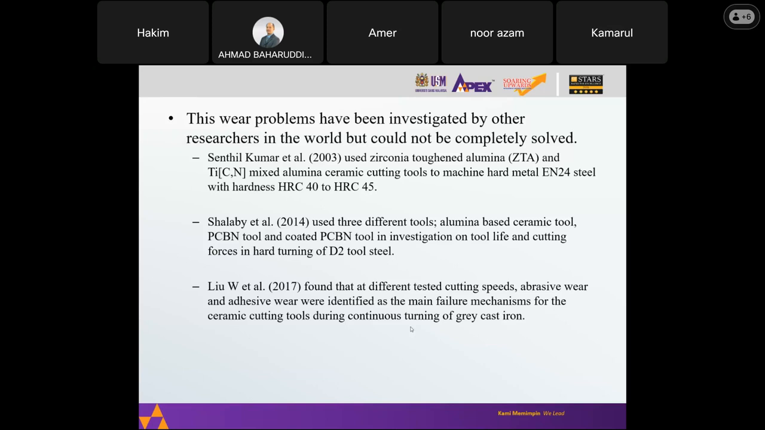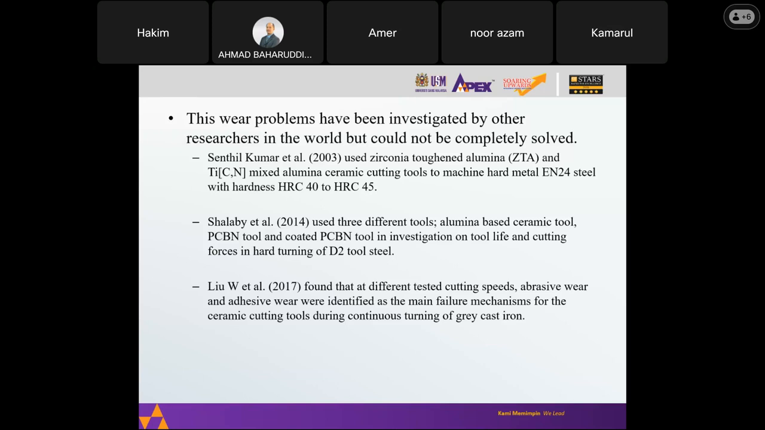So the different phase in CBN, they increase to the polycrystalline phase, making this material harder. So they investigated tool life and cutting force in hardened D2 steel. This is Shalabi's finding. He concluded that alumina based ceramic results in less cutting force and increased tool life compared to PCBN tools when he investigated hardened D2 steel.